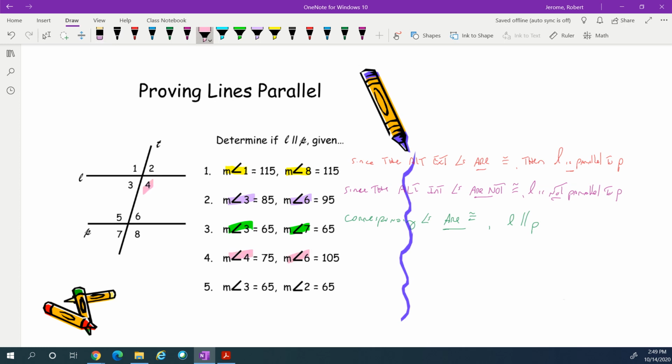4 and 6. 4 and 6. Those are consecutive interior angles. And they are supplementary. We can conclude that L is parallel to P. If they were not supplementary, we would say not parallel.